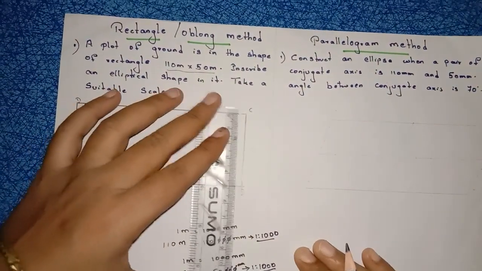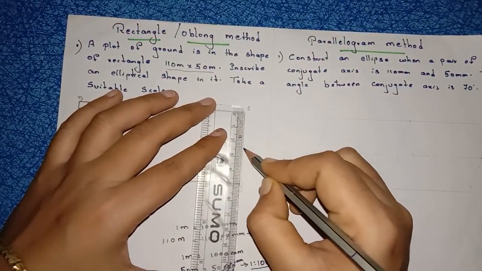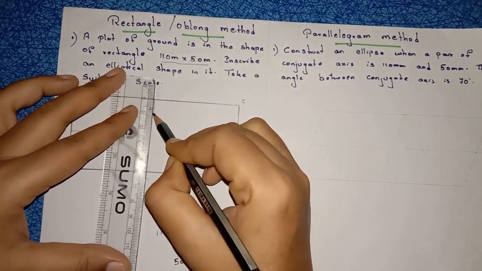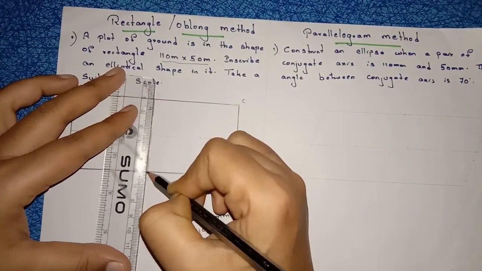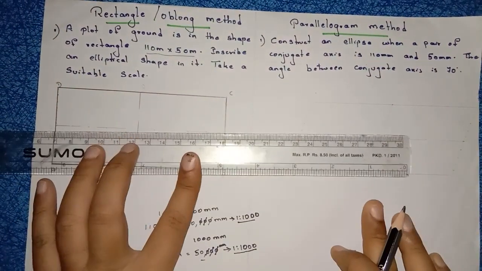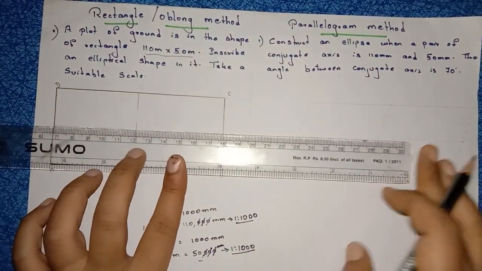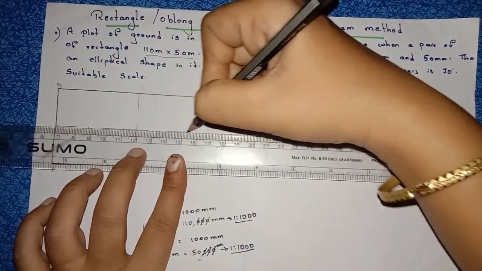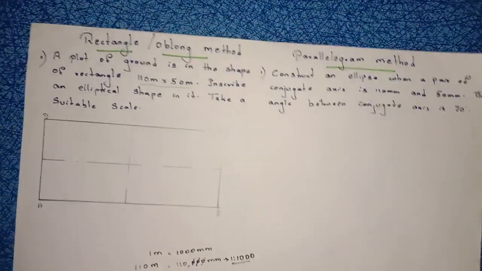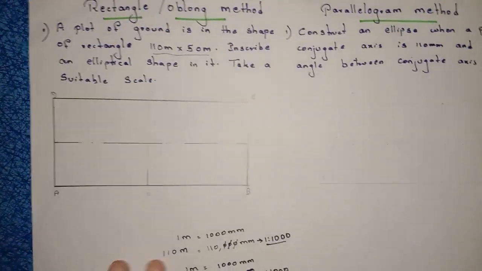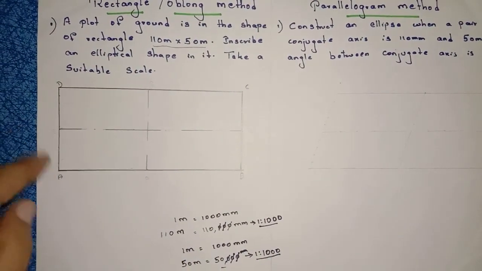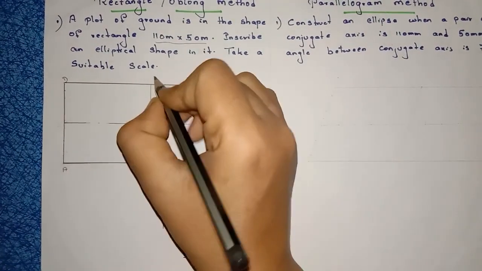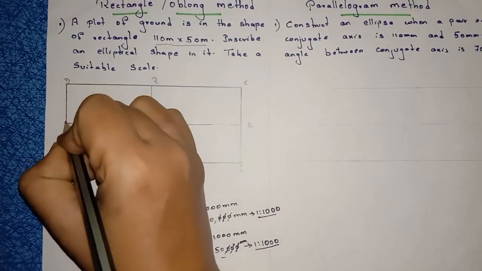Right, then next I am marking the midpoint for BC. Right, so I am drawing here the minor axis, dash dot minor axis, and I am drawing here the major axis. Just simply I am marking the midpoints, I am drawing the major axis and the minor axis. Right, I am marking the midpoint for AB, I am marking the midpoint for AD. So I am naming them here as P, Q, R and S.